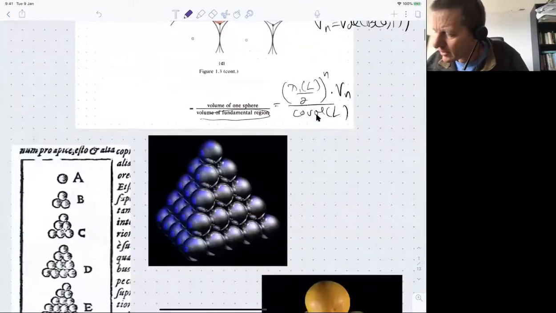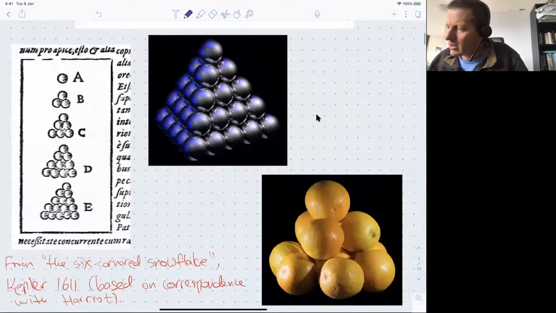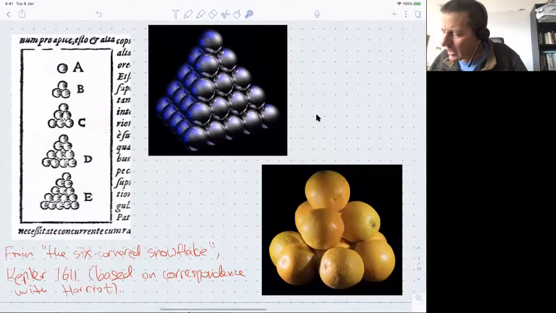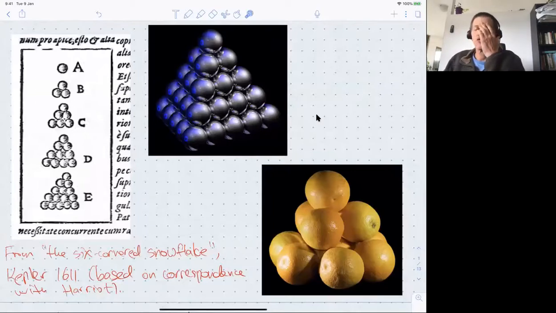This problem first came up in connection with a British mathematician and astronomer by the name of Harriot, and he sent a letter to Kepler in the very early 17th century. I think it was around 1605. You can see the letters and the dates on the Wikipedia page.